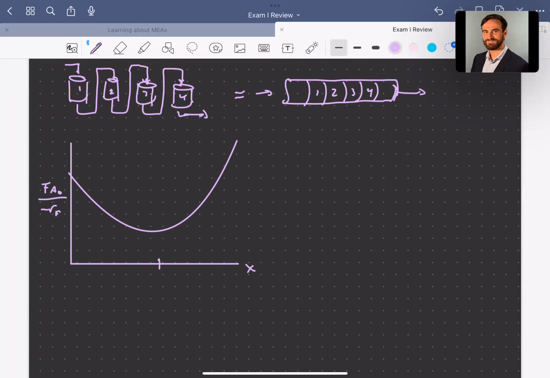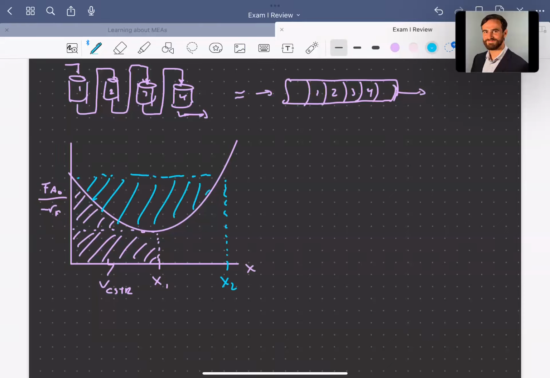So if we wanted to be at some conversion x1, here actually it would be advantageous to use a CSTR. So that would be the volume needed for a CSTR. And you can see that here the area under the curve, so the volume needed for a plug flow reactor, is actually higher. But if we wanted to go to a much higher conversion, x2, here the area of that rectangle for the CSTR is significantly larger than the area under the curve. So you have all this extra volume for the CSTR relative to the PFR.